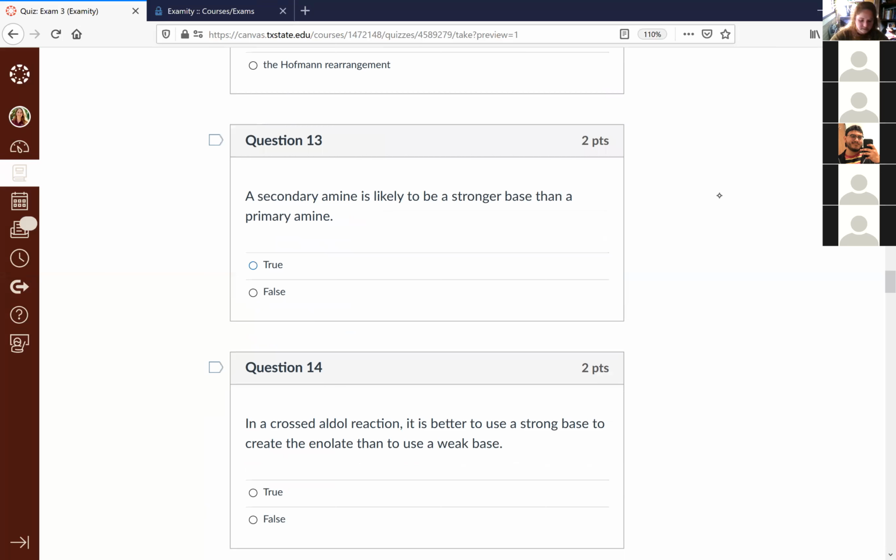Question 13, a secondary amine is likely to be a stronger base than a primary amine. Is this true or false?